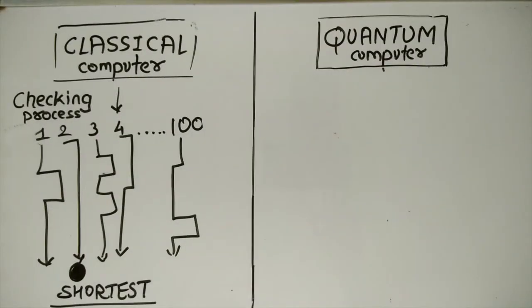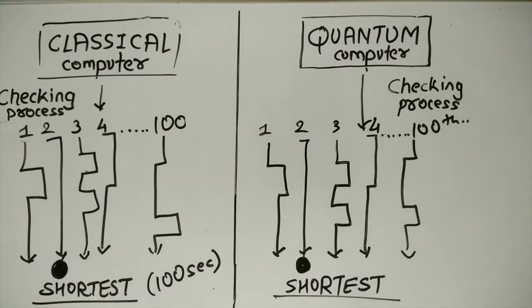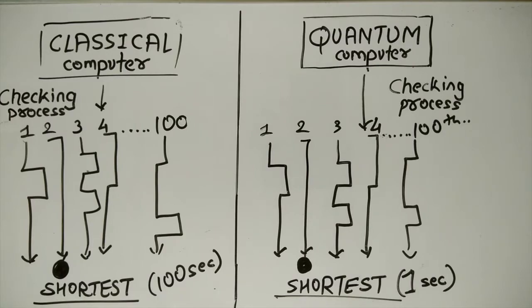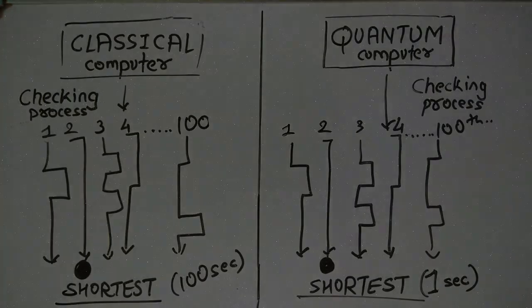Now when I try the same problem with a quantum computer, it will check all 100 paths together at a single time. So as a result, we'll get the shortest path in just a second. This is because it has an enormous amount of parallel processing power, and this is why we need quantum computers. This is very cutting edge stuff and it is super cool.